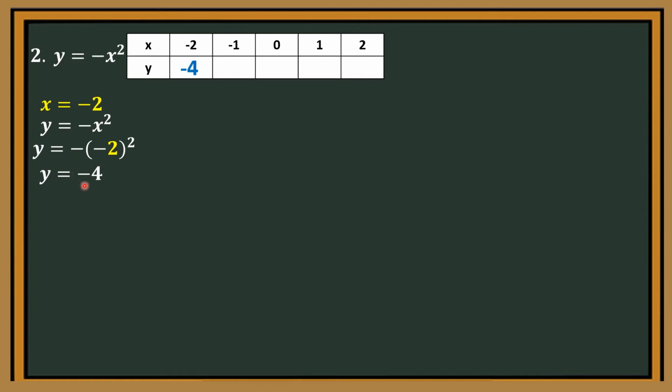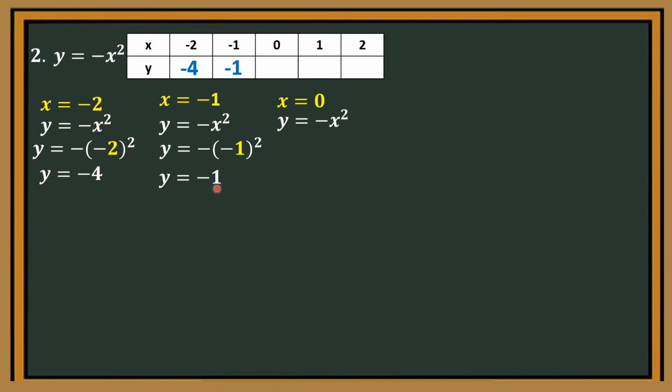Lagay sa table. What if your x is equal to negative 1? Original equation, then substitution. So, you just copy negative, yung x will become negative 1, and then squared. Simplify, y is equal to negative 1. Paano naging negative 1? Negative 1 squared is negative 1 times negative 1, positive 1. Pero may negative ka pa sa labas, kaya ang sagot ay negative 1.